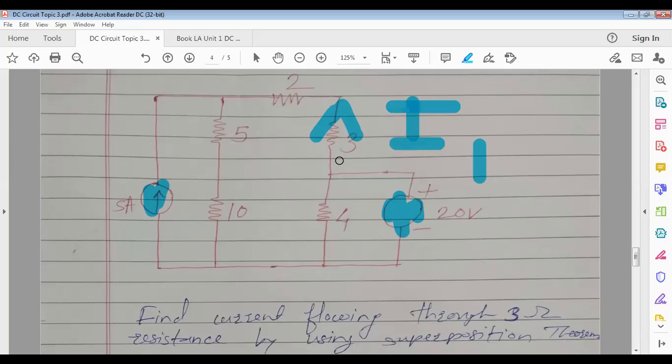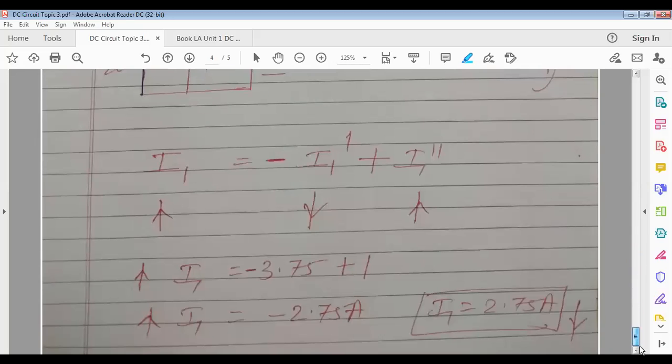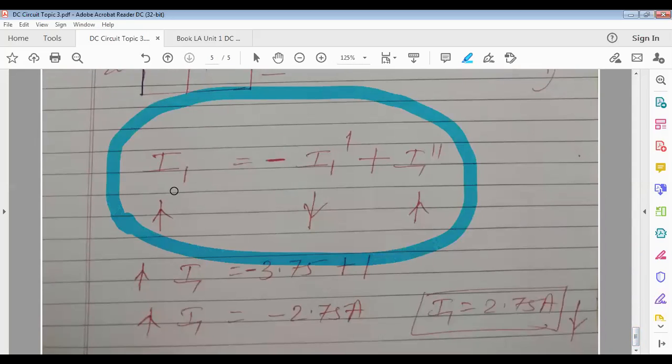Is this clear to everyone? This point is important. When both the sources are there, I mark this variable as I1, and you can show the current direction upward or downward, it doesn't matter. I have represented it upward. Now see what the superposition theorem states. See this equation. I1 is what? The current flowing when how many sources are there? Both the sources are there, correct. And which current direction have I assumed?